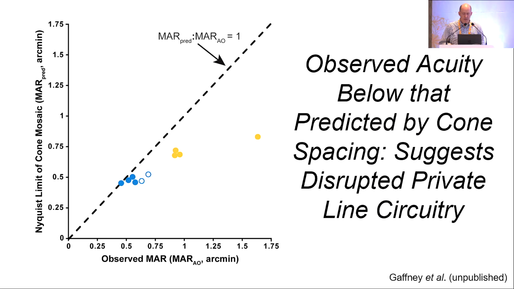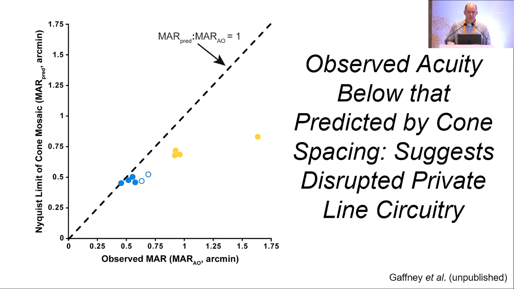What I'm showing you here is our currently unpublished results. The dotted black line there would be a perfect one-to-one relationship, where the predicted measures from cone spacing match what we measure with the adaptive optics. The solid blue circles are from normal individuals. You can see they hover right around the one-to-one line. And then the few orange dots out to the side are our patients with albinism. They have visual acuity that is far below what is predicted by cone spacing, which would be consistent with disrupted retinal circuitry in these patients.